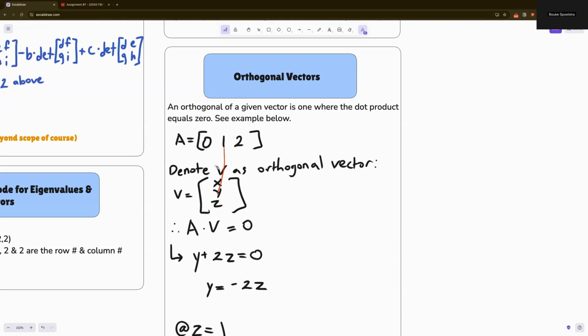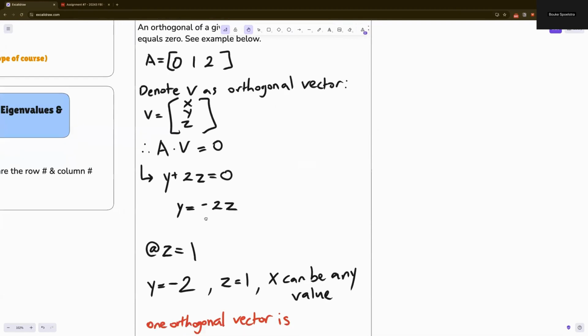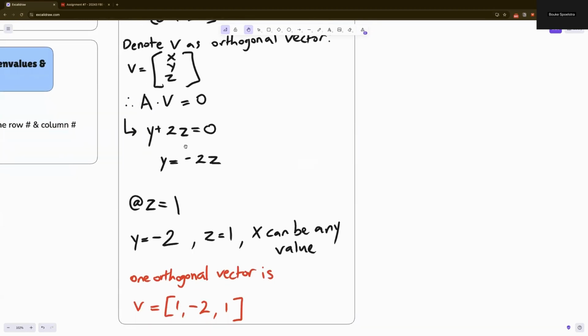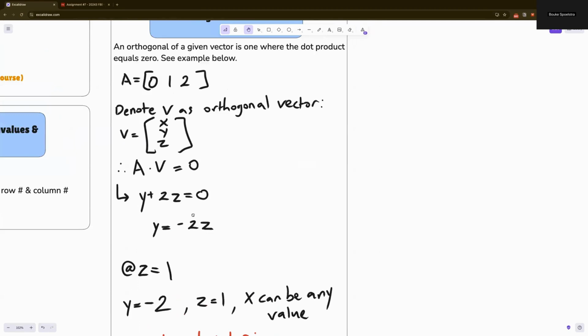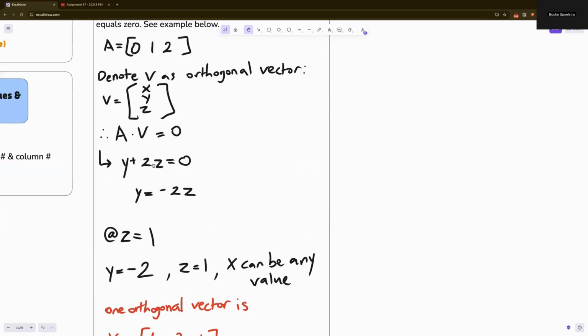Just multiplying these out. And if you solve that equation, you would end up getting y plus 2z equals 0 for this particular example. But basically you can solve for one of the variables, and then you're just solving it like a system of equations. So you solve for y equals negative 2z in this case. And then you can say, okay, let's suppose that z is a certain number. What are the values of the others, because we know that we've set this up as an orthogonal.